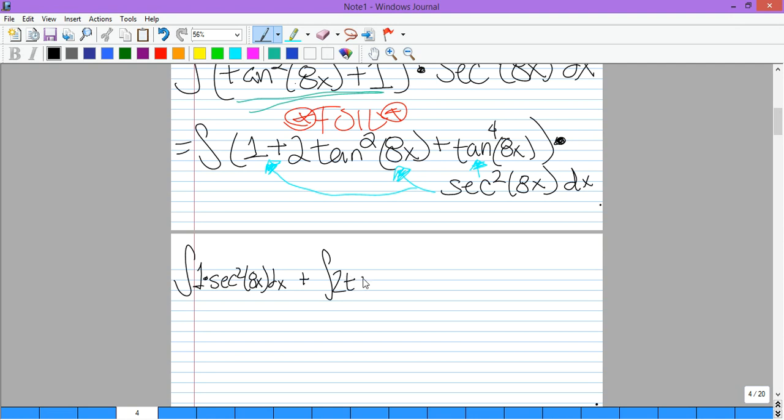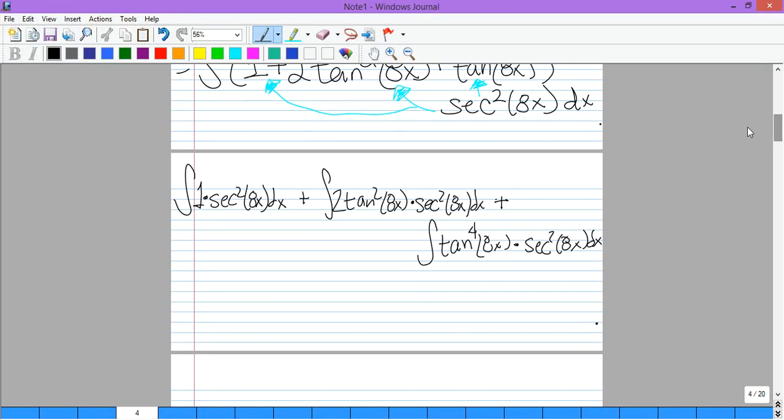This one is just a 2 tangent squared 8x, and we're multiplying it by that secant squared 8x dx. And again, I've run out of space. Oh my goodness. Plus the, man, I really want to try to fit it in. But that's the tangent for 8x multiplied by the secant squared 8x dx.